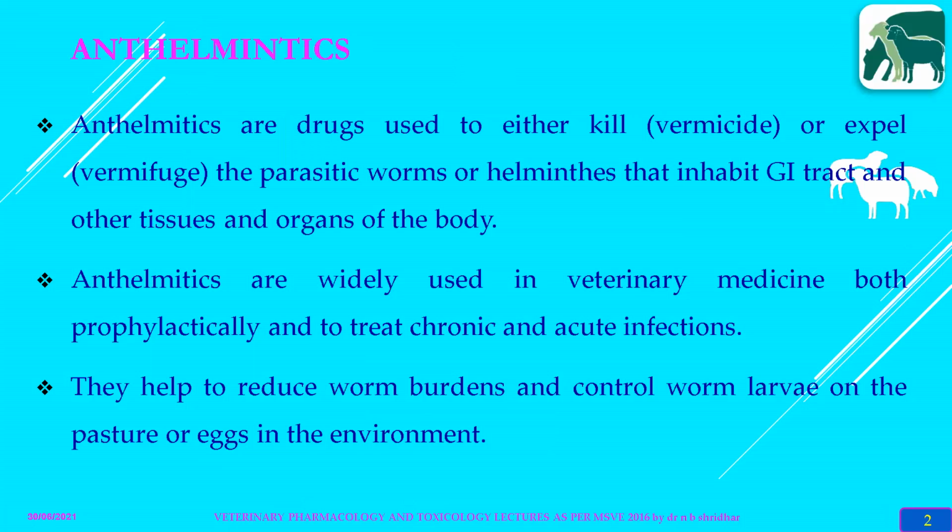The drug which is used to kill the parasite is called a vermicide, and the thing which is used to expel the worms out of the body is called a vermifuge. So this is totally against the helminths. Helminth is a very broad term, and they will be present in the gastrointestinal tract and maybe in other tissues. Of course, the hydatid cysts and other things are present in the other tissues.